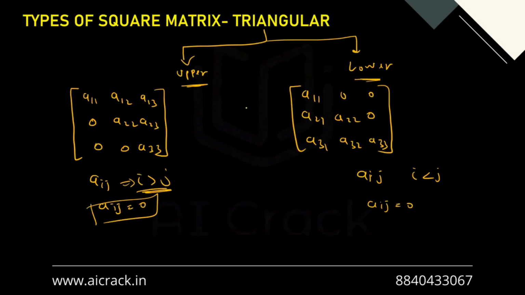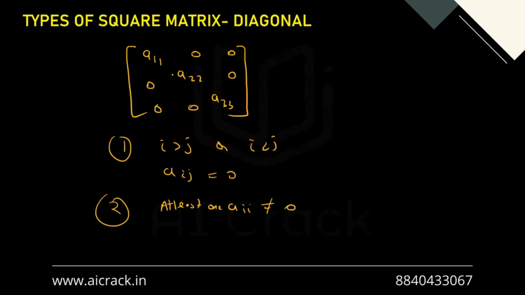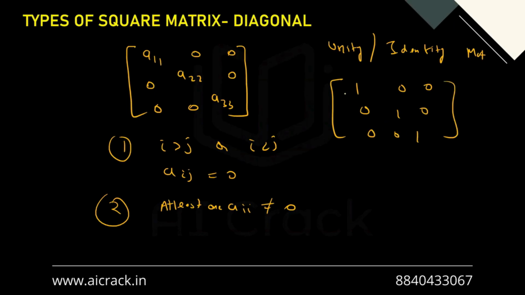In the case of an upper or lower triangular matrix, the remaining elements could have been anything. It can be zero, positive, negative, anything. But over here, in this case, at least one element has to be non-zero and the remaining elements have to be zero. Okay. Now a special case of the diagonal matrix is the unity or identity matrix. Right, so that is 1 0 0, 0 1 0, 0 0 1. So this is the unity or identity matrix, a very special case of the diagonal matrix.